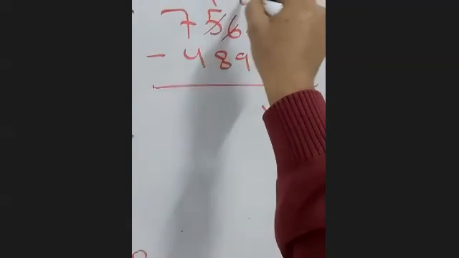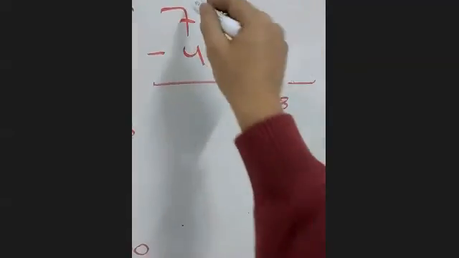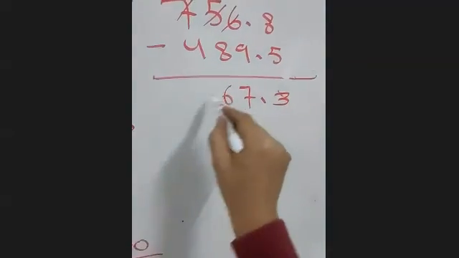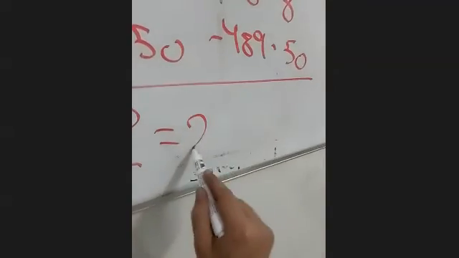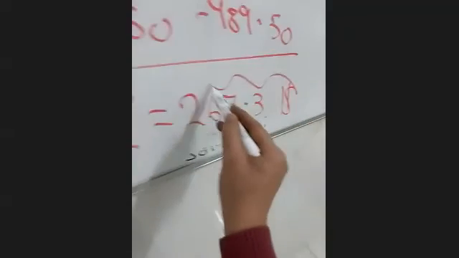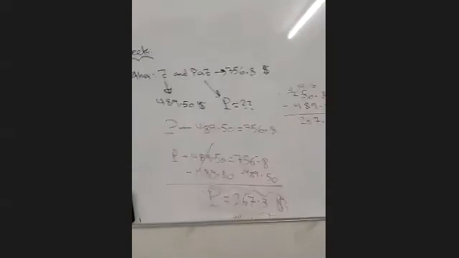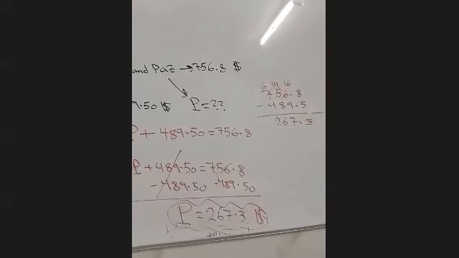And subtract. Here 3 decimal, 6 minus 9 cannot. Here 4, here 16, here 7, here 6, 14, 6, 2. $267.3. لمين هدول الفلوس؟ Paz. This is the check. That's all for today, guys. For your homework.